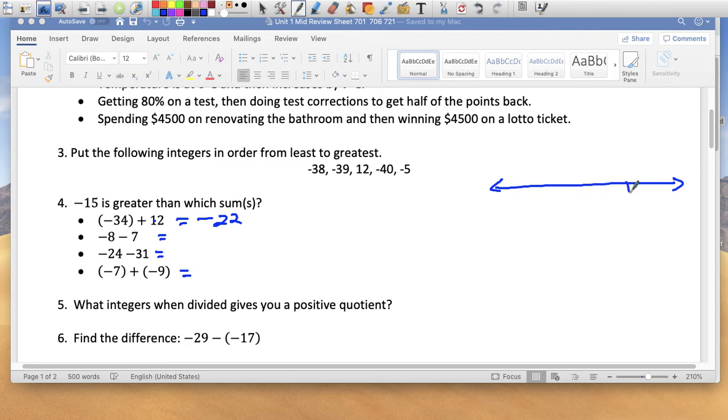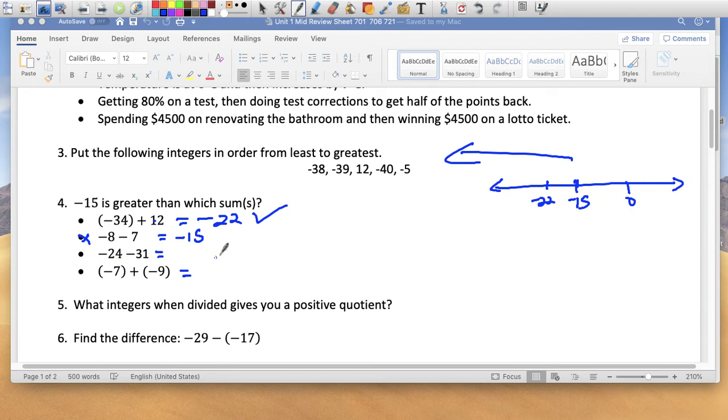So here's 0, here's negative 15. So any answer that falls in this area, on this side of negative 15, that's what we want, right? Because we want negative 15 to be greater. So in the first one, the answer was negative 22. So negative 15 is definitely greater than negative 22, so that works. Negative 8 minus 7 is equal to negative 15, and they're both equal, so that's a no.